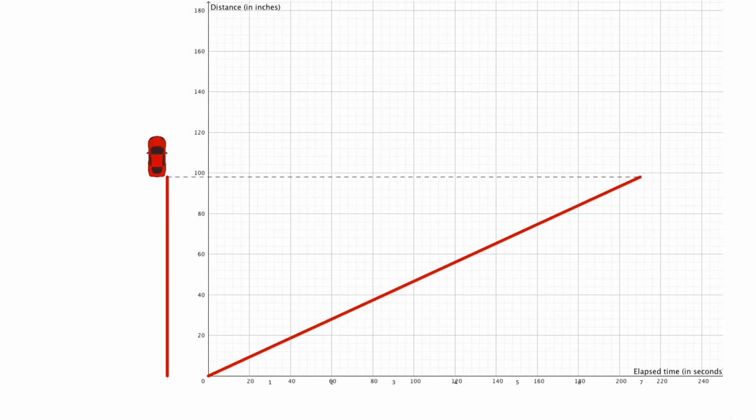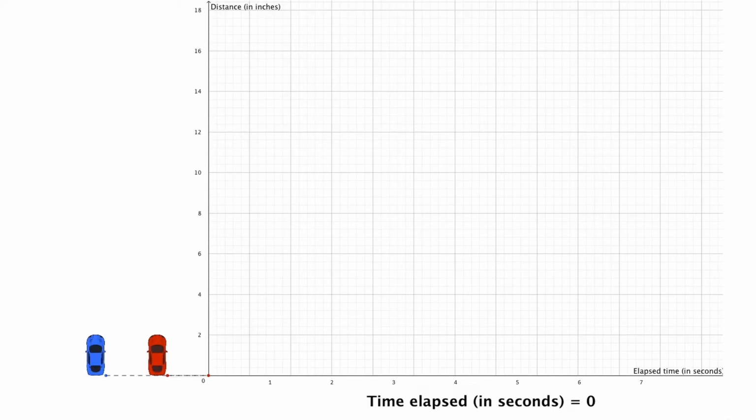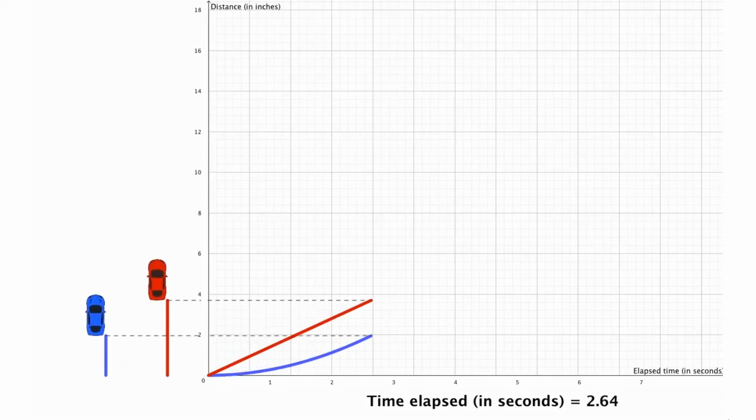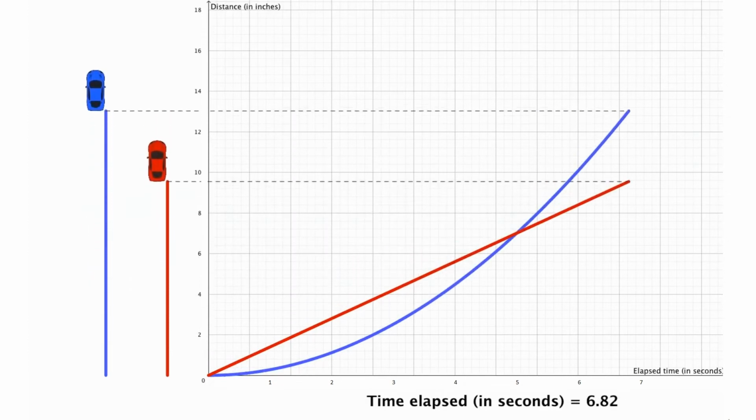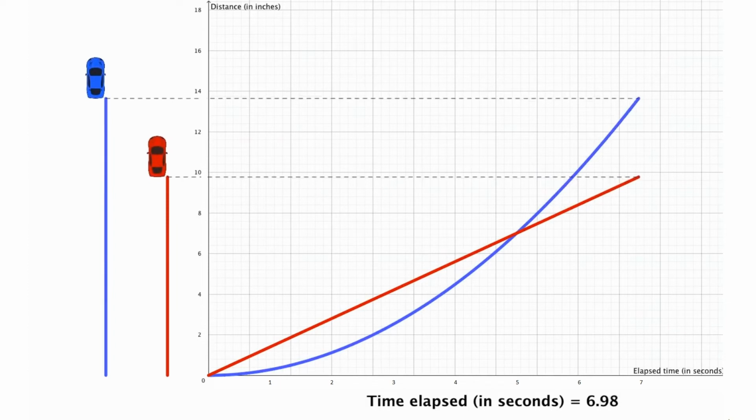Let's look at both cars together. We'll watch them race again. Notice that the graphs intersect at the point 5, 70. This means that the red car's distance from its starting position is the same as the blue car's distance from its starting position 5 seconds after each car started moving. We can see from the graph that both the red and blue cars traveled 70 inches over the first 5 seconds since they started moving.